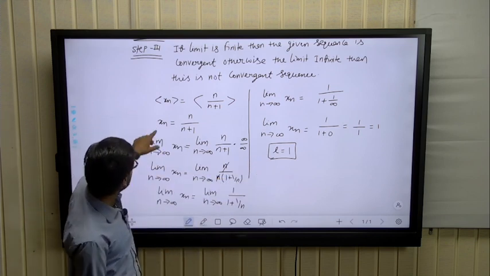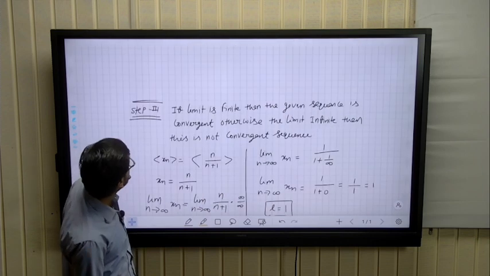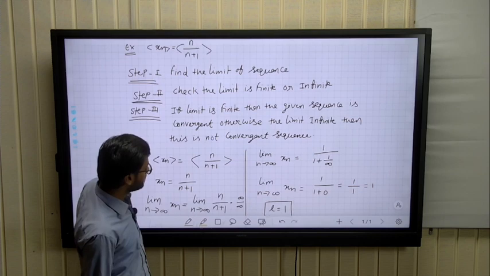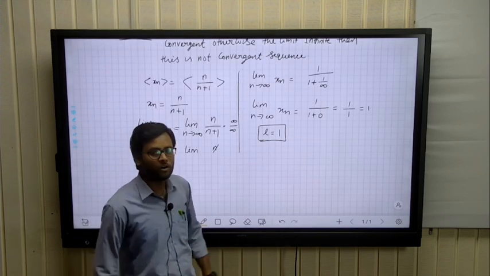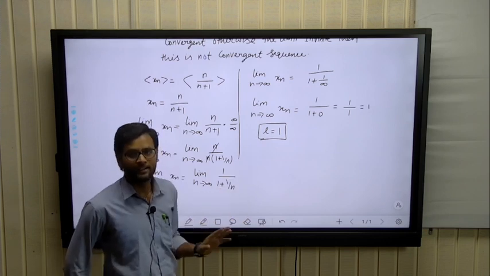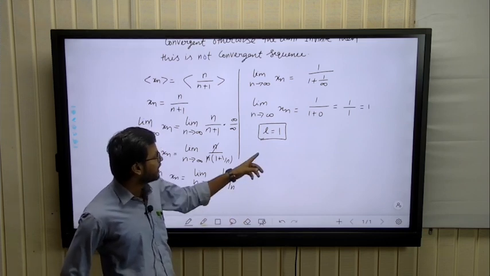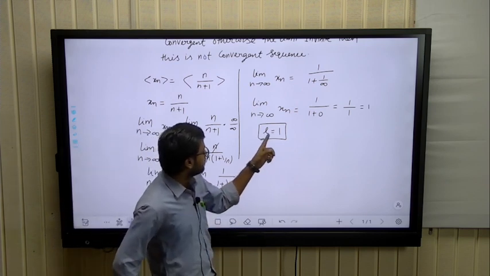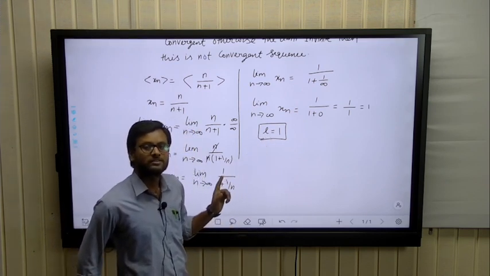Now the second step says to check whether the limit is finite or infinite. We see that the limit of the sequence is 1. This is a finite number. So we say that if the limit is a finite number, then the sequence is convergent. Here 1 is a finite number, so this sequence is a convergent sequence.